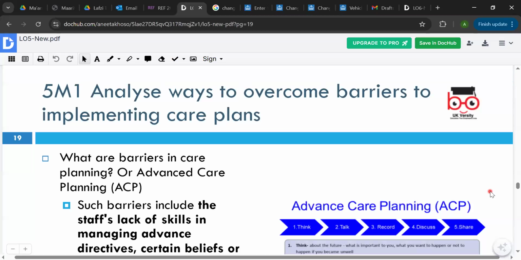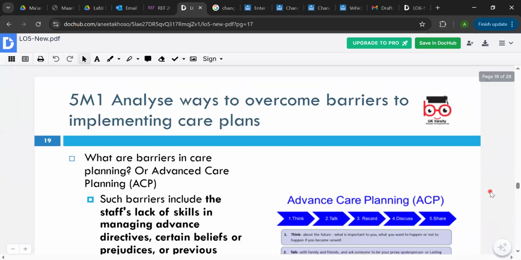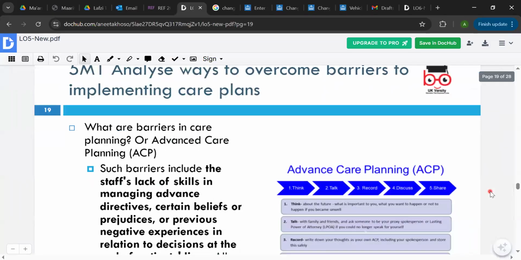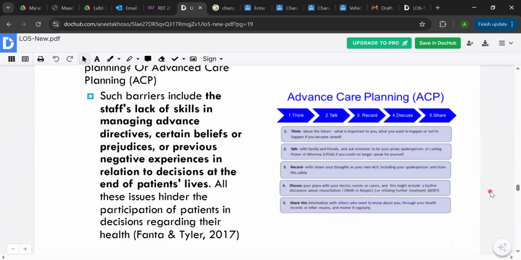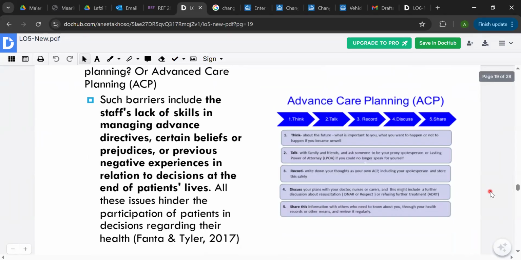Now we are coming to analyze ways to overcome barriers to implementing care plans. There can be barriers, and we will talk about these. Such barriers include the staff's lack of skills in managing advanced directives, certain beliefs or prejudices, and previous negative experiences in relation to decisions at the end of a person's or patient's life. All these issues make it very hard, and they act as barriers.